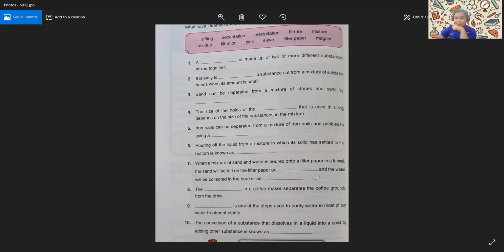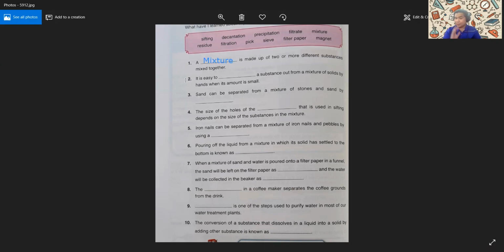A blank is made up of two or more different substances mixed together. What is that? From the word mixed together, that is a big clue. What do you think could it be? Could it be mixture, pick, sieve, filter paper, magnet? It's actually mixture, okay? Number one's answer is mixture.